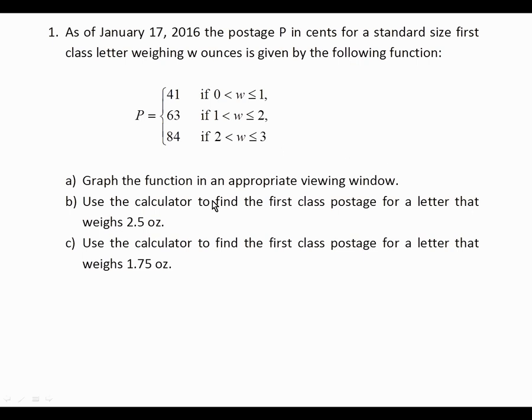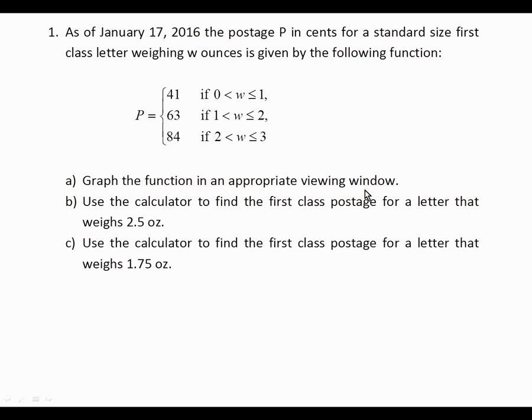Part A says, graph the function in an appropriate viewing window. Question B, use the calculator to find the first class postage for a letter that weighs 2.5 ounces. Notice, you can just look at it right here and say, oh, it's got to be 84 cents, but we want to see how to make our calculator do it. Question C, use the calculator to find the first class postage for a letter that weighs 1.75 ounces. Notice you can see, 1.75 ounces is between those two, so it's 63 cents. Doing these two by eyeballing the function is a lot quicker than feeding it to the calculator, but this is just so we can get used to the notation for a piecewise function.